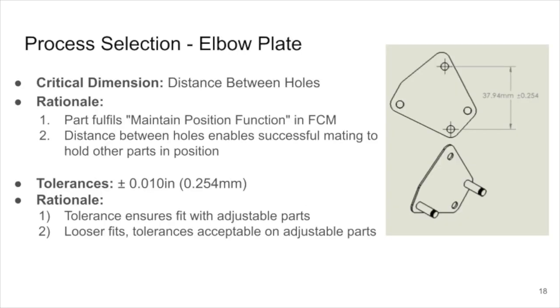The next component we address is the elbow plate, and the critical dimension in this case is the distance between the holes. This is because according to the functional component mapping matrix, the elbow plate fulfills the maintain position function, and the distance between the holes enables the elbow plate to mate with and secure the position of the other adjustable components in the assembly. The tolerance for this dimension is 10,000ths of an inch, which is looser than the bearing because the elbow plate only mates with the adjustable components, and since no tight fits are required, looser tolerances are acceptable.